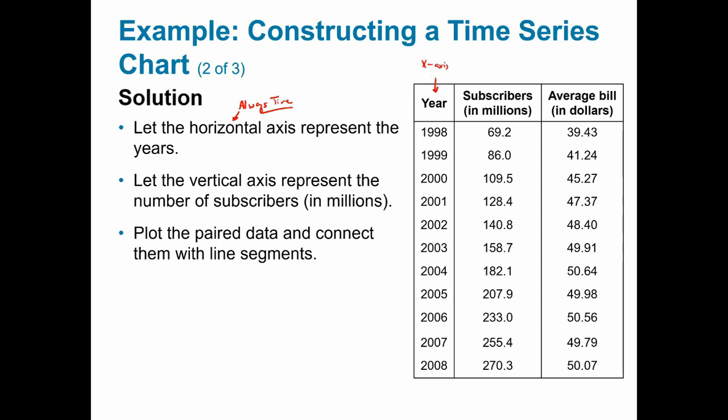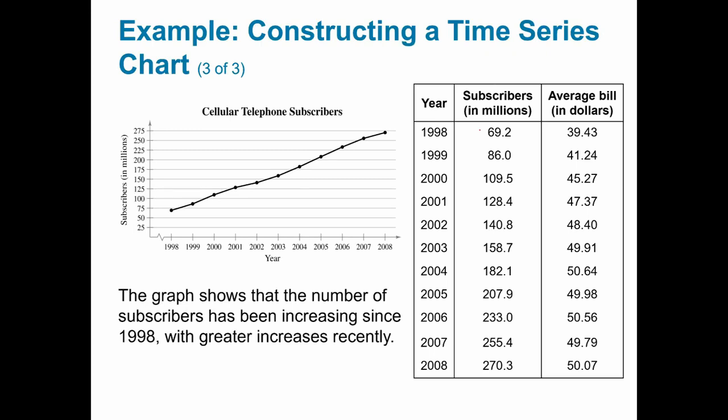And then the vertical axis is going to represent the number of subscribers in millions. So that's our y-axis. And from here, all we do is plot each data point, so the year and the subscribers in millions, and then connect the dots. And so we end up with a graph that looks like this.